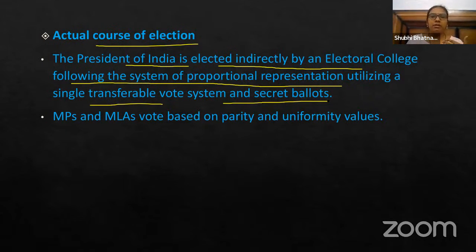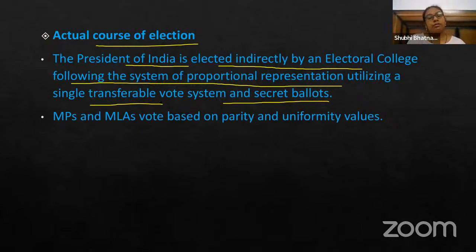Firstly, the president is selected through indirect elections. Indirect means the people of the country are not directly selecting them, but the people who have been selected by the country, the representatives, MLAs and MPs, are actually electing the president through an electoral college. Then what is the system of proportional representation? It is basically that the election takes place in proportions. So there will be a kind of grouping in proportions and then the person will be elected.